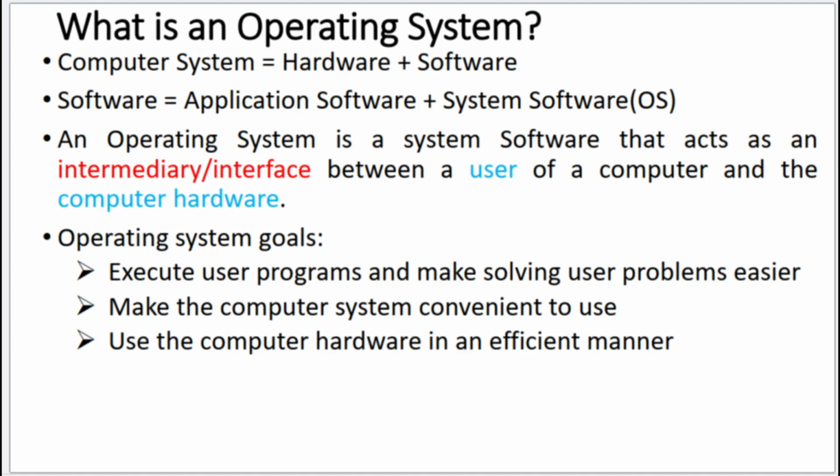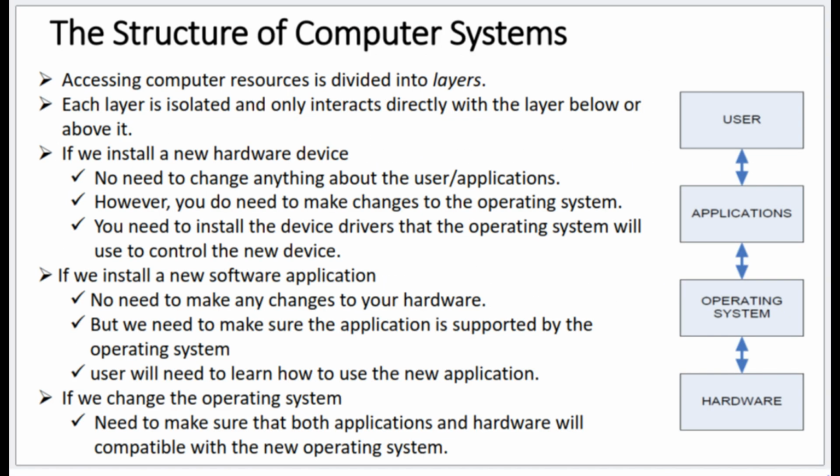Computer system equals hardware plus software. Software equals application software plus system software, the OS. An operating system is a system software that acts as an intermediary or interface between a computer user and the computer hardware. Operating system goals: execute user programs and make solving user problems easier. Make the computer system convenient to use, and use the computer hardware in an efficient manner.